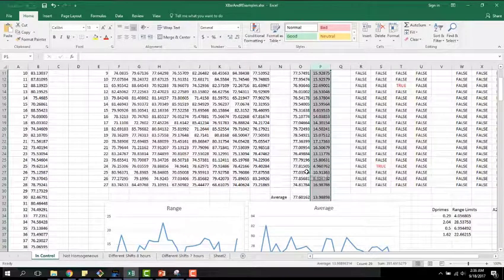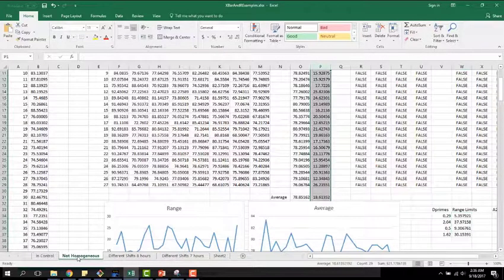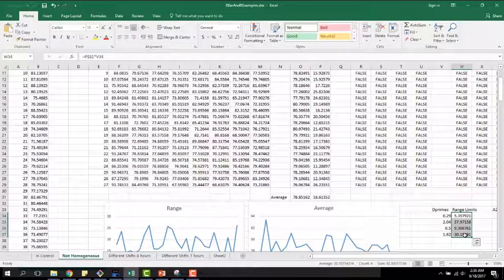So in the original data, the average range was about 14, and that gave us range limits that went from 4 to 28.5. So the action limits on the range chart were about 4 and about 28.5. In the non-homogeneous state, the range limits now go from 5 to 38. So the distance between the two action limits is much bigger in the non-homogeneous case because the average range was bigger.